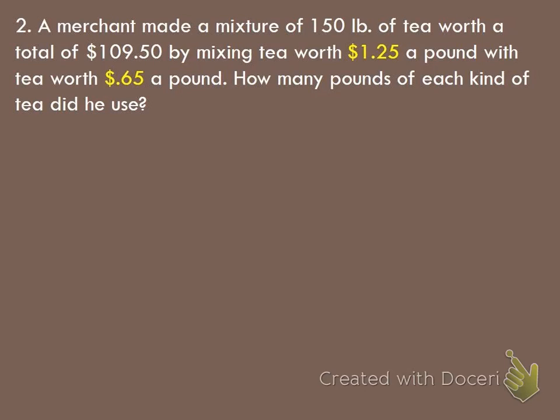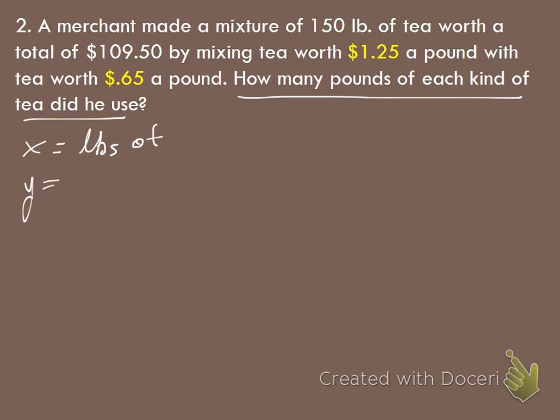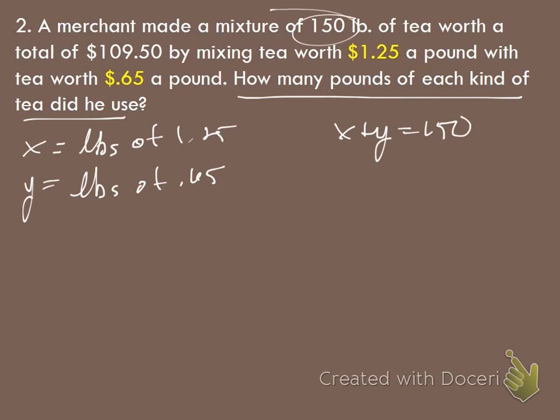So, we're going to mix some tea. One tea that's worth $1.25 a pound, and one tea that's worth 65 cents a pound. The question is, how many pounds of each kind do you have to use to mix, right? There's two different kinds, and so X and Y are going to stand for the pounds of $1.25 tea and pounds of 65-cent tea. Okay? So if I add those two pounds together, I want those two to add up to 150 pounds. That's how much that we want to end up with.